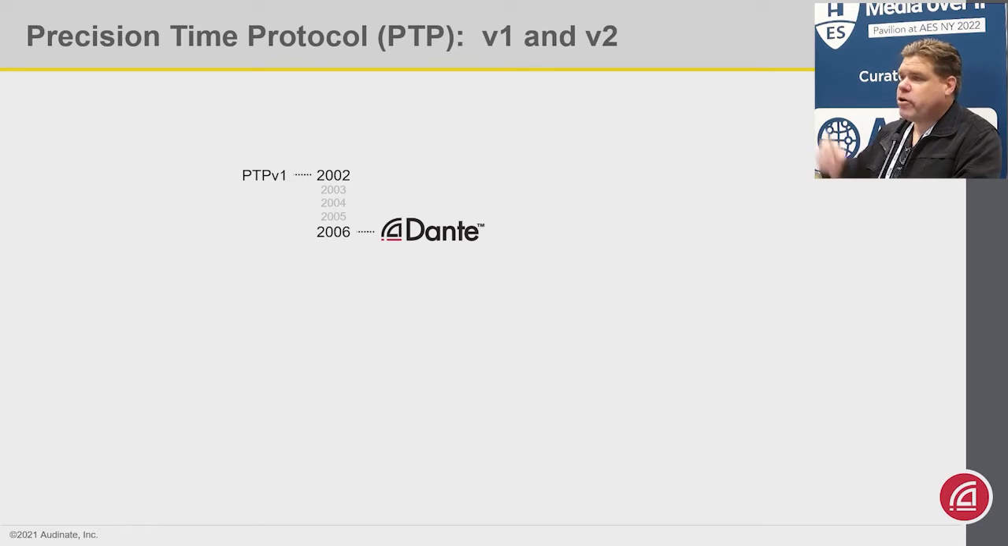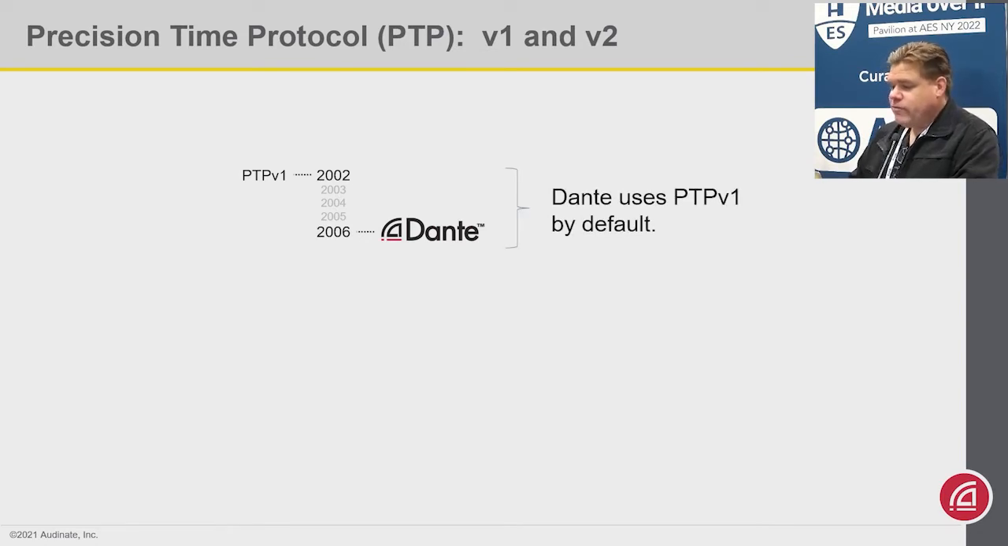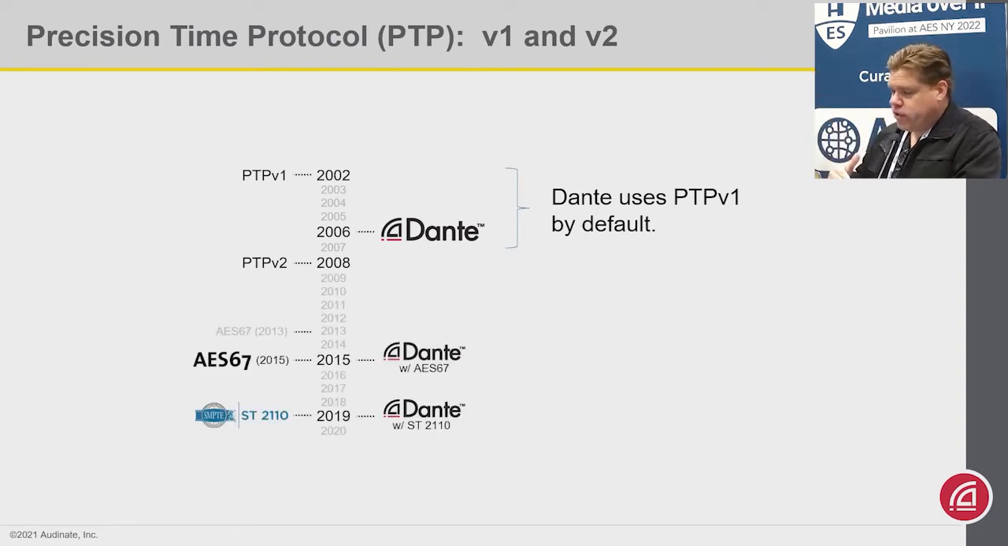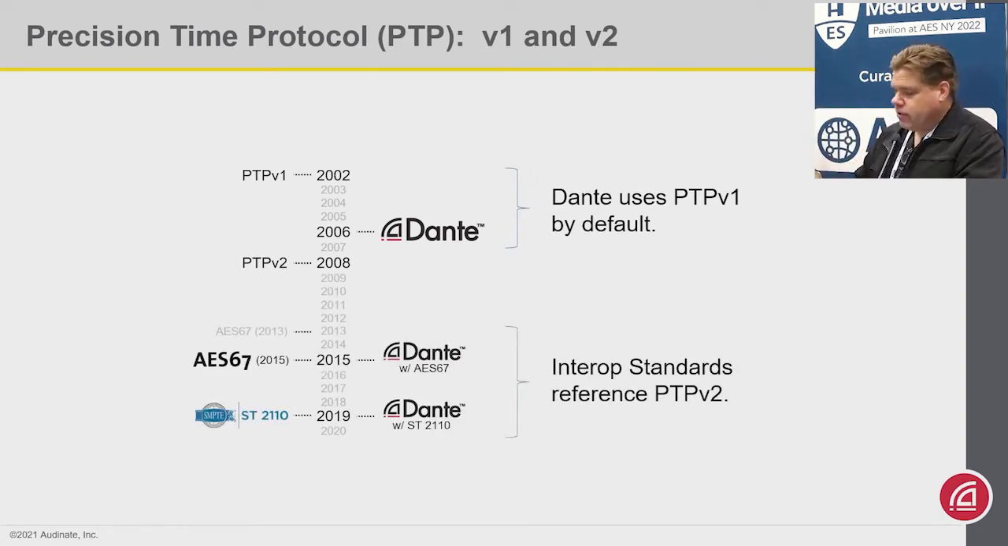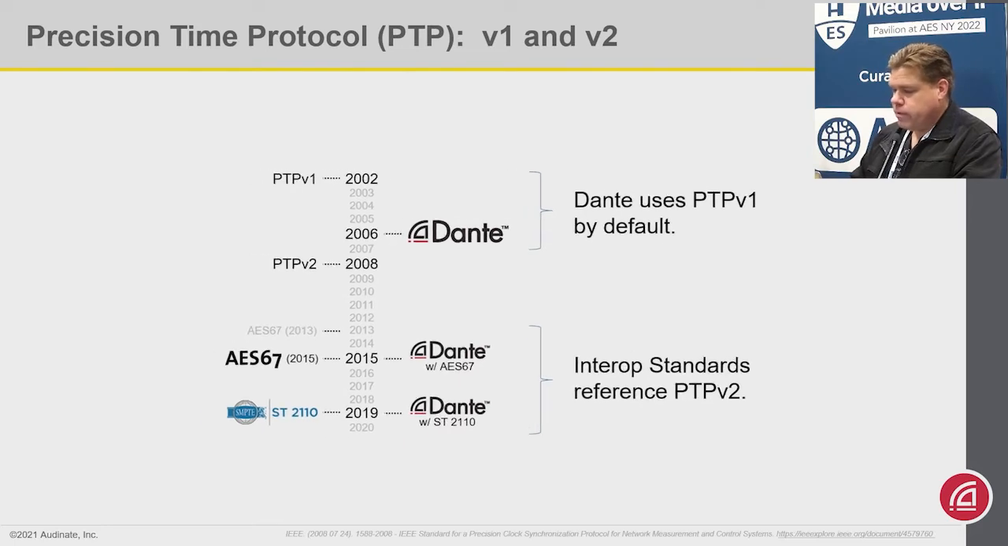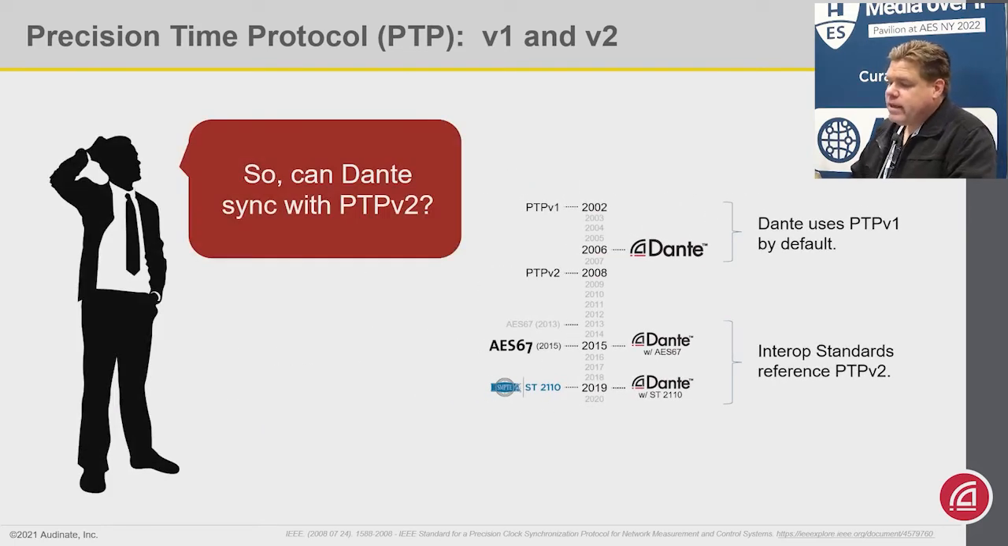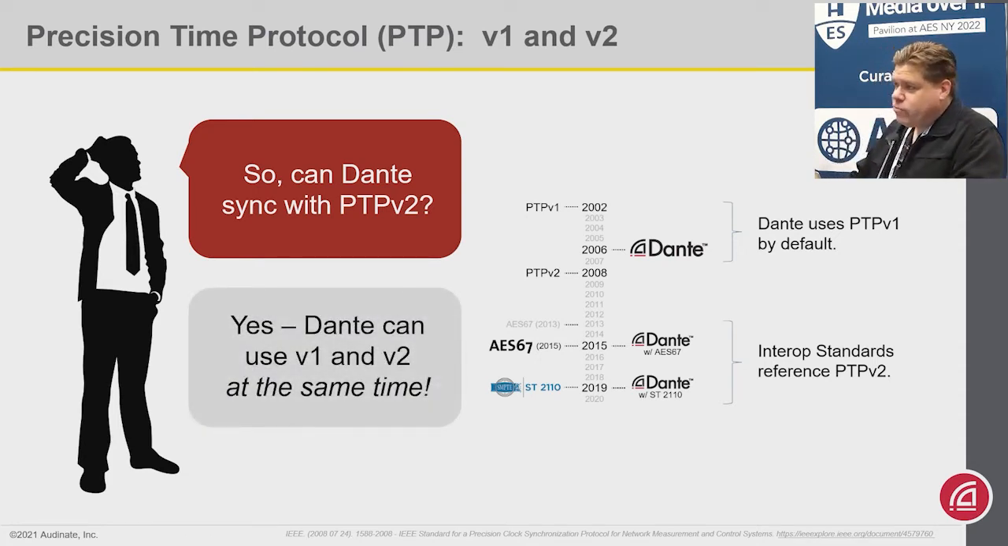Precision Time Protocol version 1 came out in 2002. Dante went public in 2006. So obviously, Dante uses Precision Time Protocol version 1 by default. Precision Time Protocol version 2 came out in 2008, and then all of your open standards followed that. Obviously, all of them use PTP version 2. So the question comes up, can Dante use Precision Time Protocol version 2? And the answer is yes, we can use Precision Time Protocol 1 and 2 at the same time.